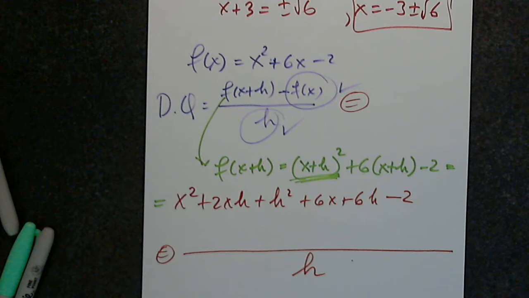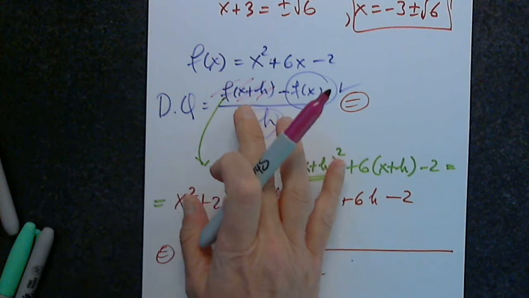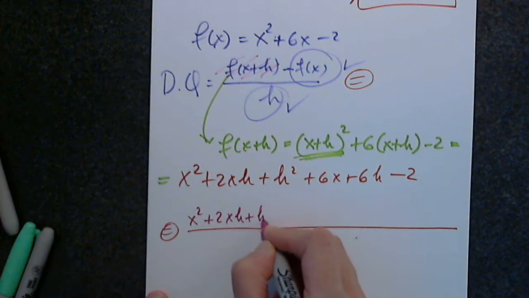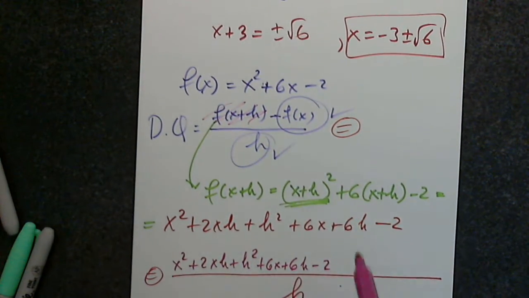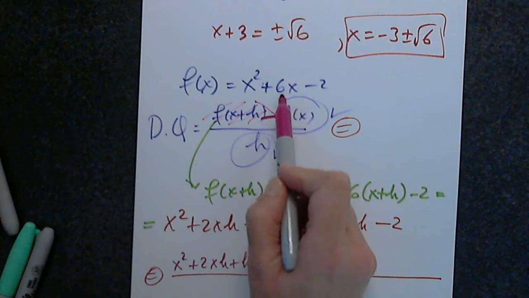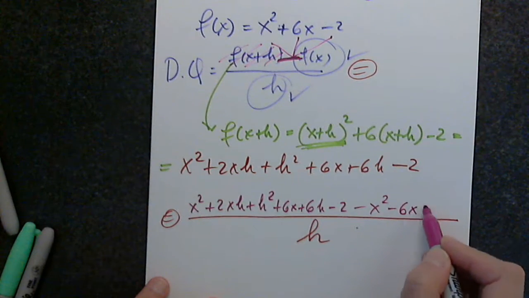All terms without h must go away, because for the ones that remain, we'll have to pull out an h and eliminate the h from the denominator. Great job. Okay, good. So let's copy this: x squared plus 2xh plus h squared plus 6x plus 6h and minus 2. Be very careful now because we have to distribute -1 to all terms in f of x. So minus x squared minus 6x and plus 2.